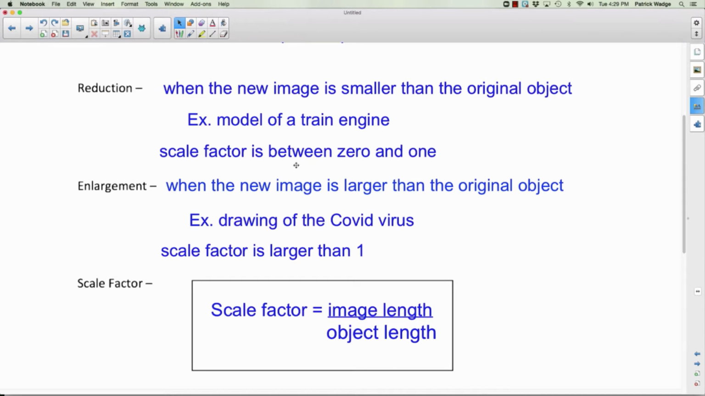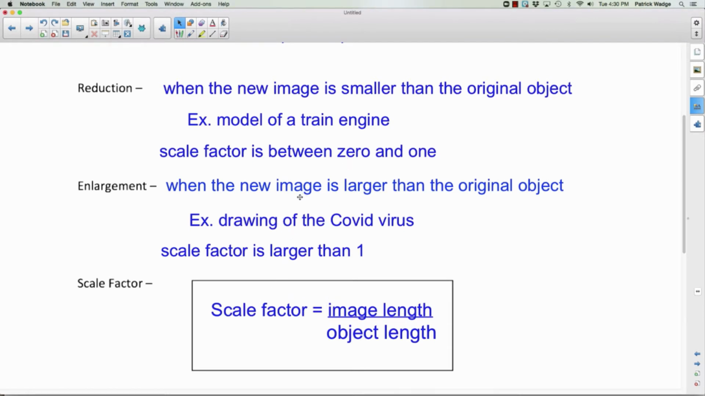Now, what about a scale factor less than 0? Negative. That doesn't make sense. There's no such thing as a scale factor less than 0. How about a scale factor that is 0? That doesn't make sense either. That would mean like the thing disappearing or something.